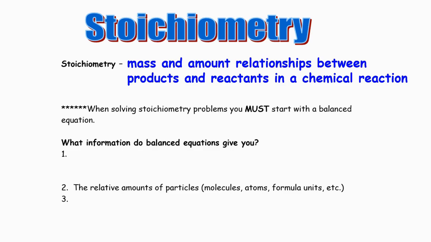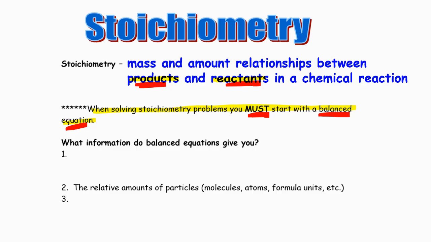So it shows the relationships between the masses or amounts of products and reactants. Now here's the key thing. This cannot be done unless you have a balanced equation, because balanced equations show the reactants and the products. So we have to have a balanced equation. It's so important. You must have this balanced equation. Otherwise, we're not showing relationships between reactants and products. So that's very important.